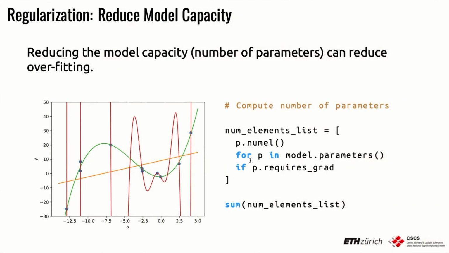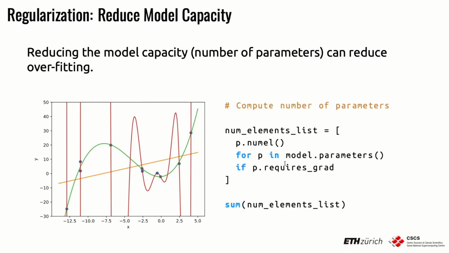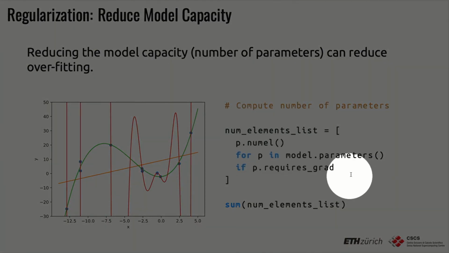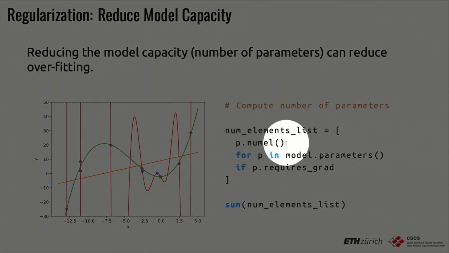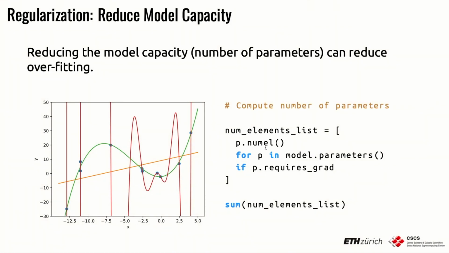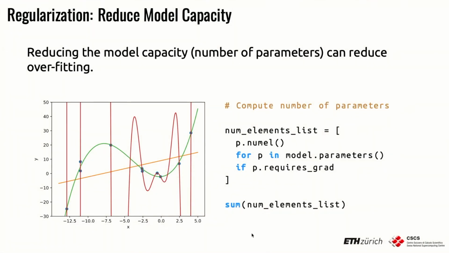And you can compute the number of parameters of a model. This is quite useful, by essentially going through all the parameters that require gradient. This is just to make sure that you're only considering the parameters that can actually be fit and are changed during training. And then you can use the numel function that gives you the number of elements in your parameter tensor, and then you just sum the number of elements for all the parameters, and this gives you the number of parameters that your PyTorch model has, if you want to have a look at the actual number.